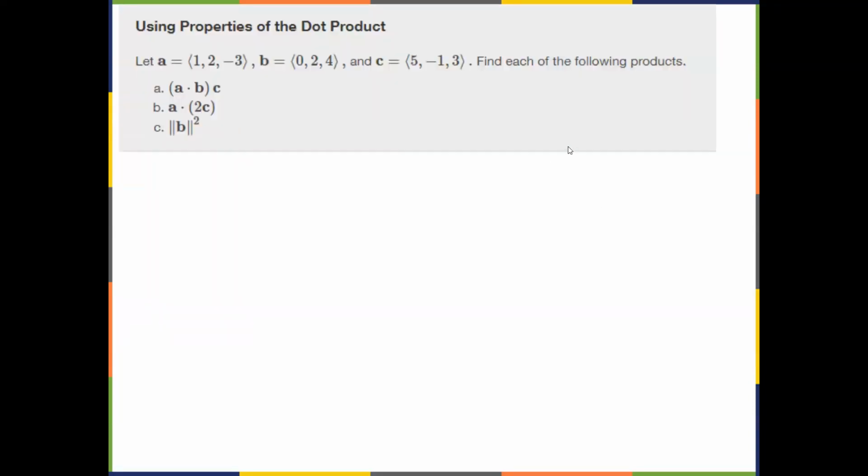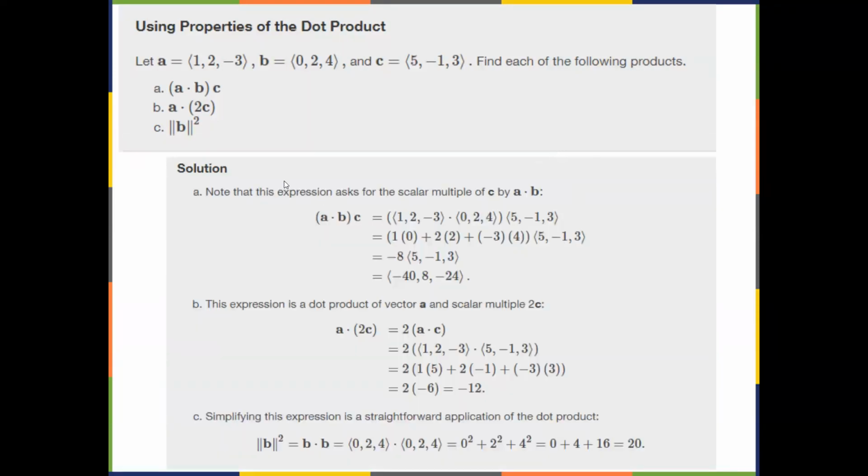Okay, so using properties of the dot product. Again, they give us A, B, and C. We want to find the following products. So we do A dot B, and then we're going to multiply by C. Okay. And then they want us to do A. Well, first you're doing 2C, and then they want us to do A dot the answer to 2C. Okay. And then the magnitude squared.